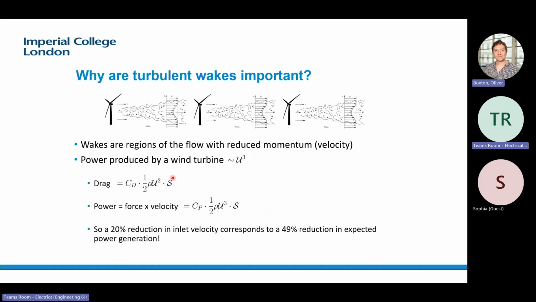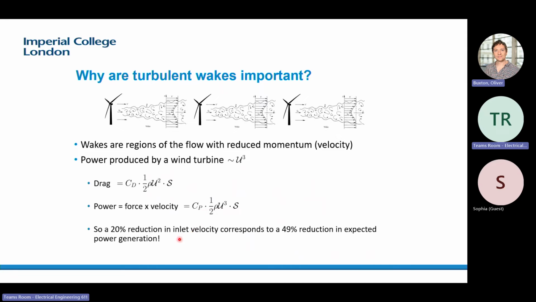Now, for those of you that have studied some sort of aerodynamics, you'll know that we can obtain an aerodynamic force such as drag by taking a dimensionless drag coefficient, multiplying it by the dynamic pressure, which has got a velocity squared term in it, and multiplied by a reference area. Of course, a power is a force multiplied by a velocity, and so we can see that the power is going to scale with velocity cubed with some dimensionless power coefficient Cp in here.